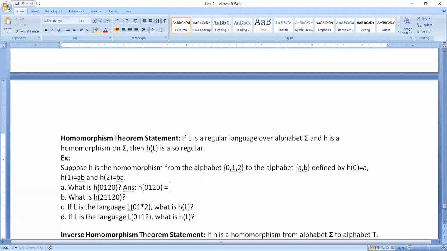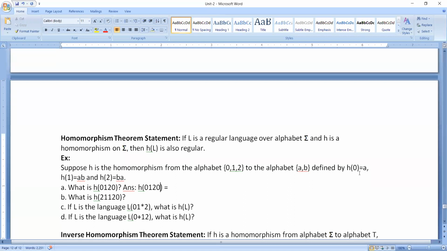I already told you that homomorphism is just a symbolic substitution. What do we mean by symbolic substitution? As we have H of 0, 1, 2, 0, it can be written as H of 0 concatenated with H of 1 concatenated with H of 2 concatenated with H of 0.